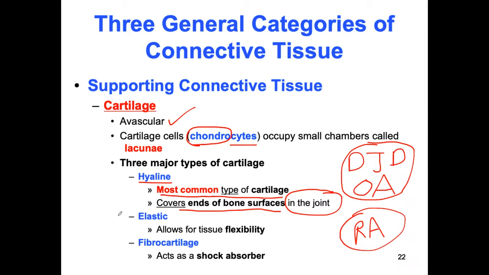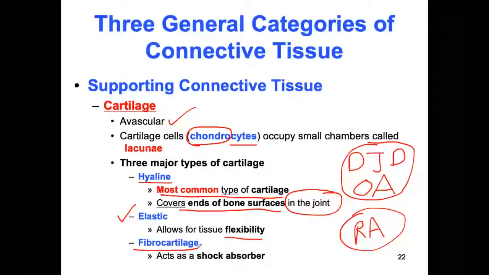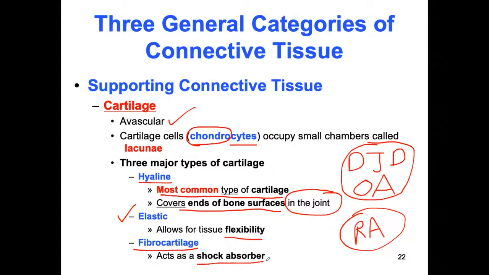Okay, the second type of cartilage is elastic cartilage. And elastic, just like the sound elastic, it allows for flexibility. And then the third type is fibrocartilage. Fibrocartilage is the strongest cartilage. It is a shock absorber. And fibrocartilage we find between each vertebrae.